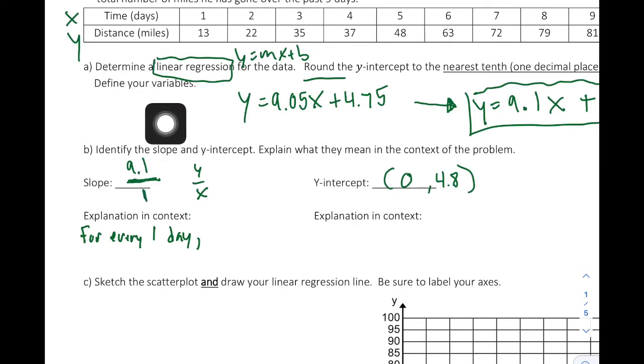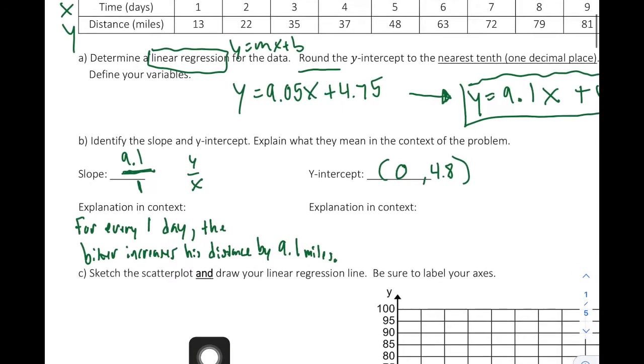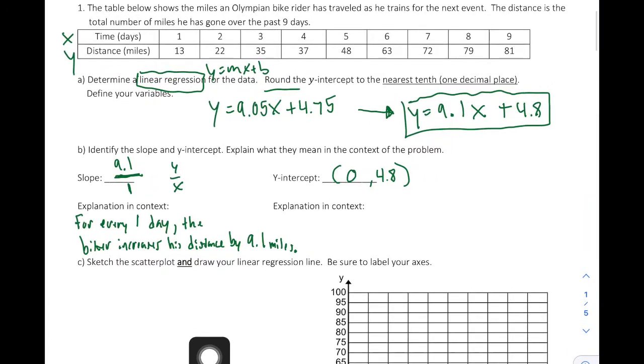9.1 is the distance, right? So 9.1 is y, the distance. The biker increases his distance by 9.1 miles. So for slope, you want to either mention increasing or decreasing. And we know that it's increasing because it's a positive 9.1. So for every 1 day, the biker's increasing his distance by 9.1 miles.